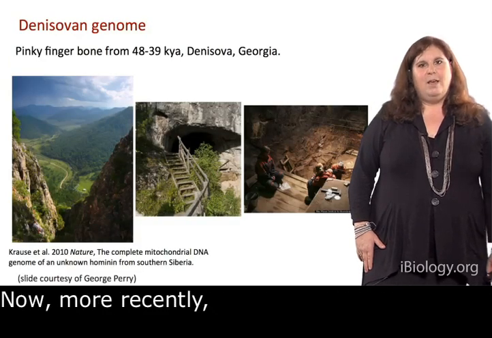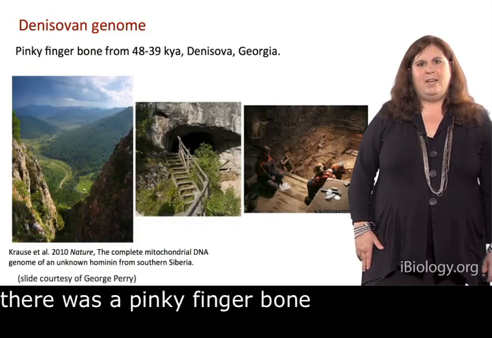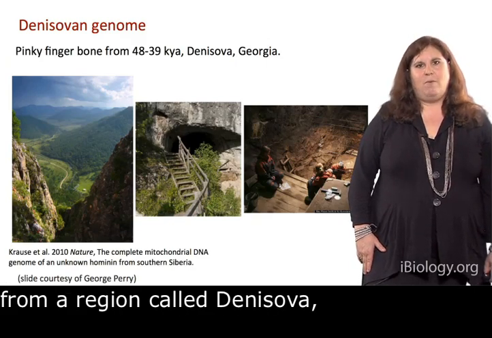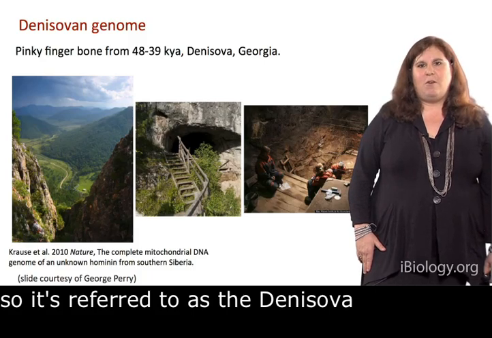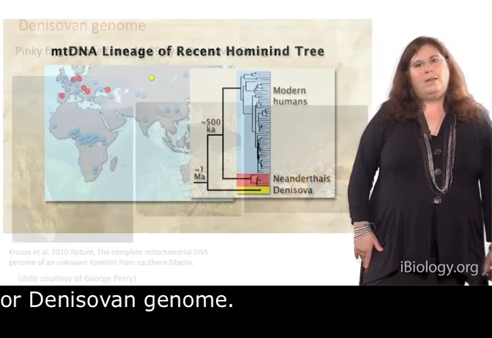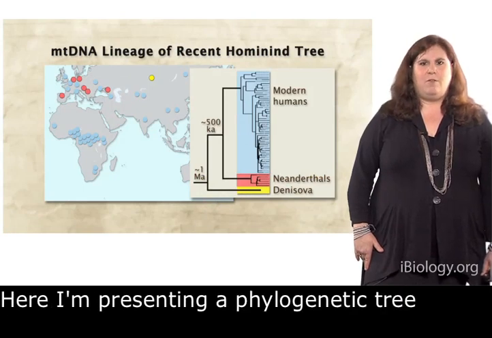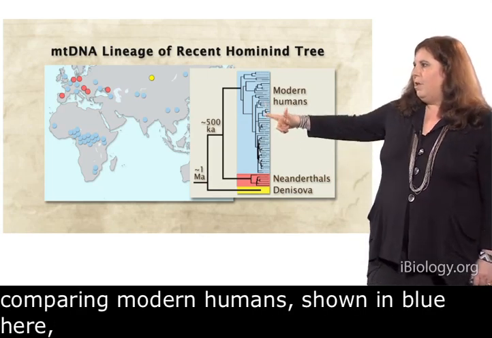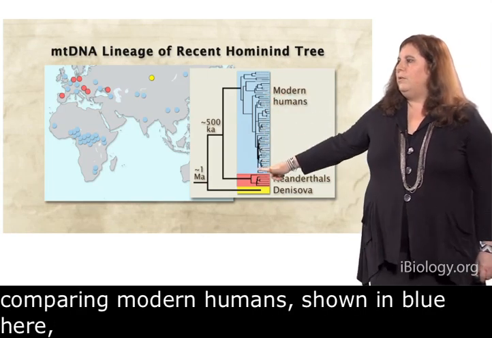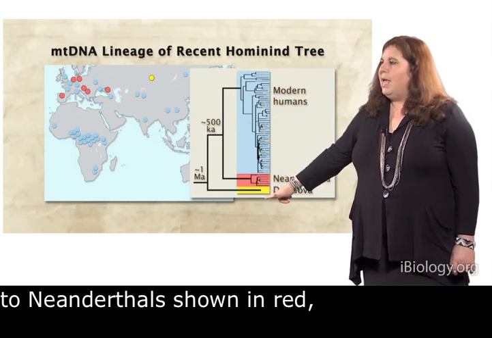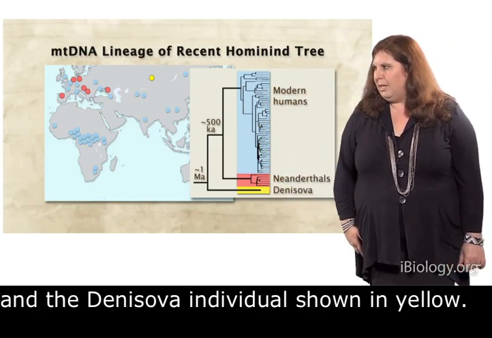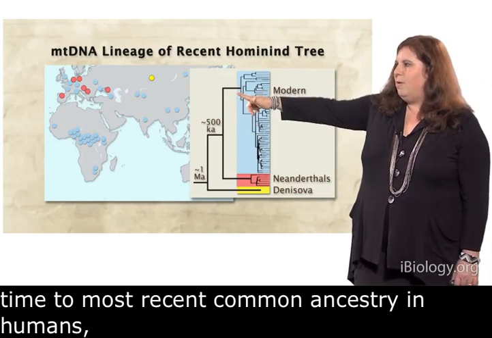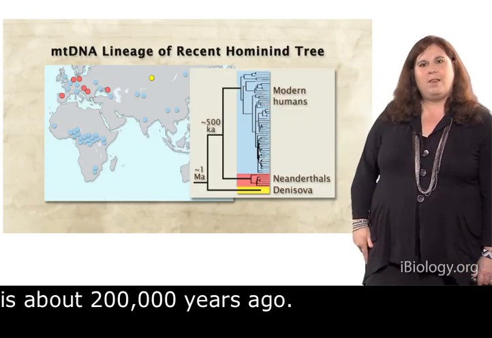Now, more recently, there was a pinky finger bone identified in a cave in Siberia from a region called Denisova. So it's referred to as the Denisova or Denisovan genome. Here I'm presenting a phylogenetic tree based on mitochondrial DNA variation, comparing modern humans, shown in blue here, to Neanderthals, shown in red, and the Denisova individual, shown in yellow. And what we can see is that the time to most recent common ancestry in humans, as we've already discussed, is about 200,000 years ago.